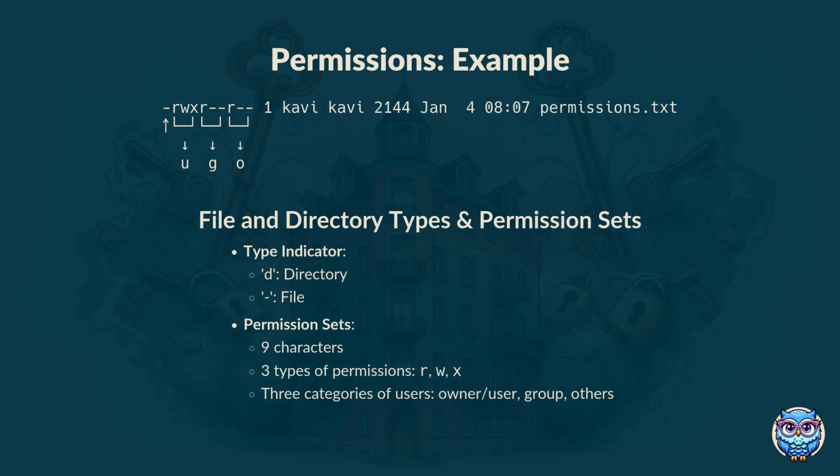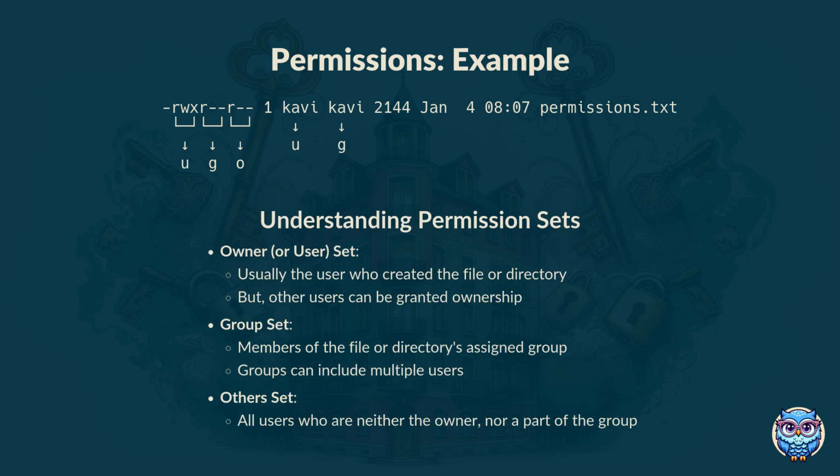Now, let's see how to find out the user and the group for a file, and how the 3 sets of permissions control access. When a file or directory is created, it gets assigned a user or owner and a group. You can see the user and the group of permissions.txt in the 3rd and 4th columns of the output of ls -l. In this case, the user and the group are both Kavi. We'll talk about how these assigned owner and group can be changed in a separate tutorial.